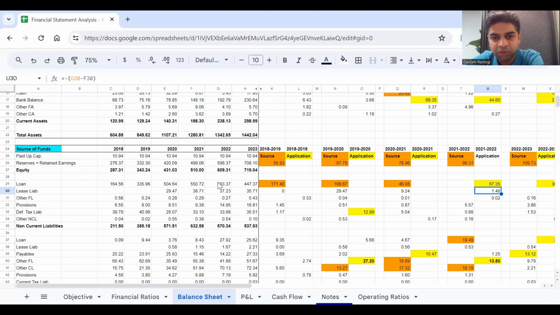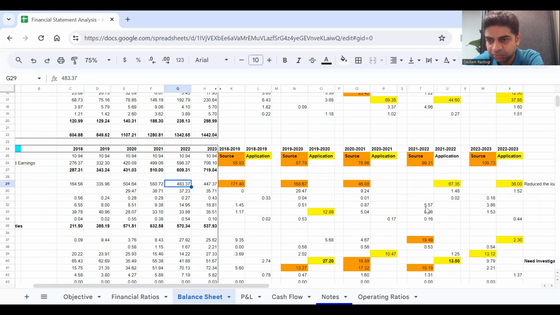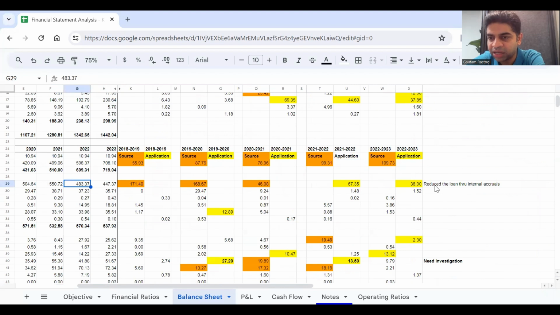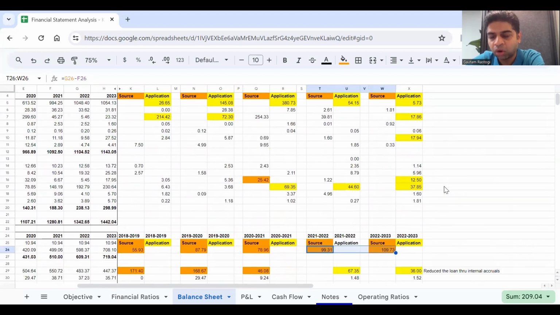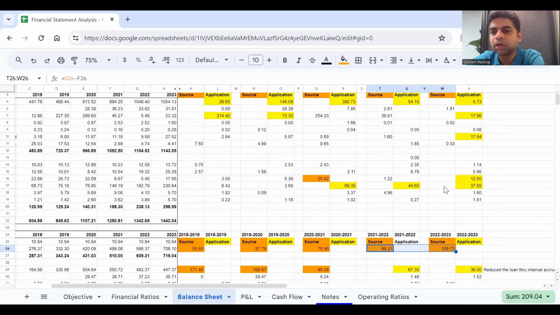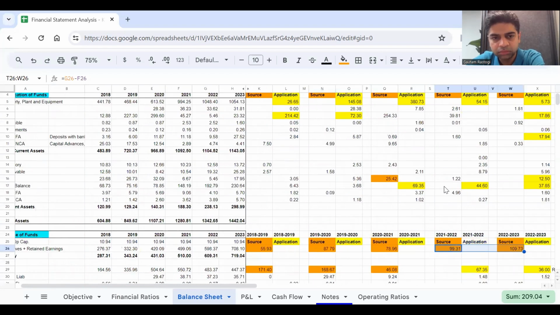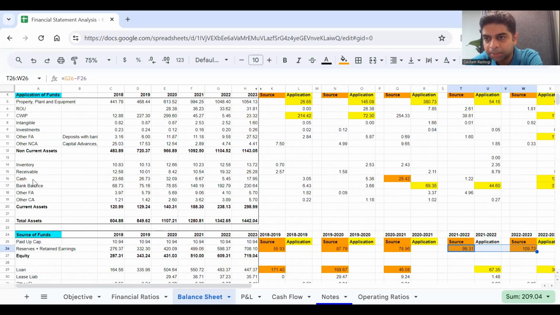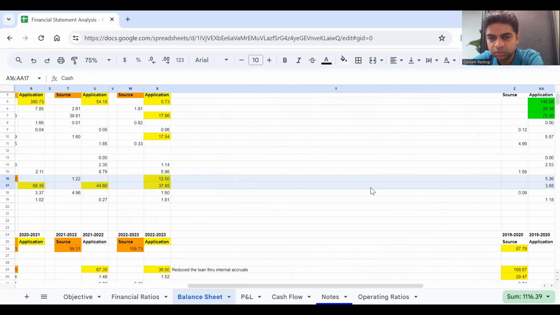Okay. And then from 480, it reduced to 447. Okay, so they reduced the loan through internal accruals. Okay, because this is the source of funds. All right, and not only that, some of that money, their own money, ended up in the bank as well. Okay?